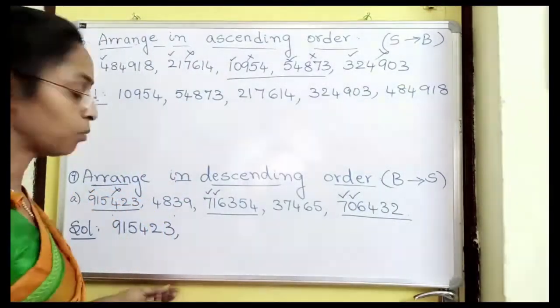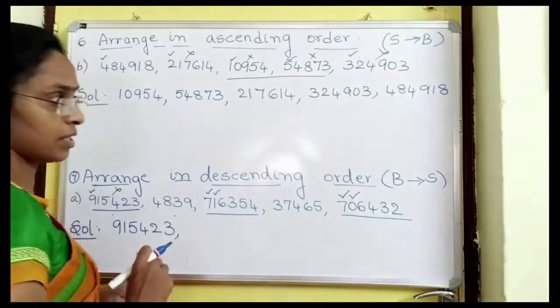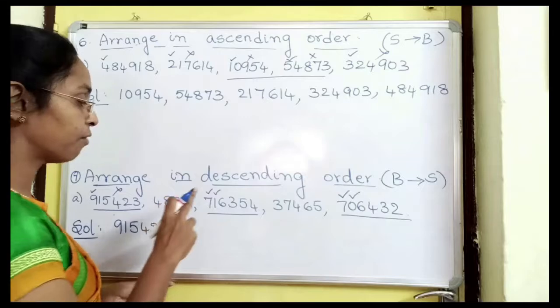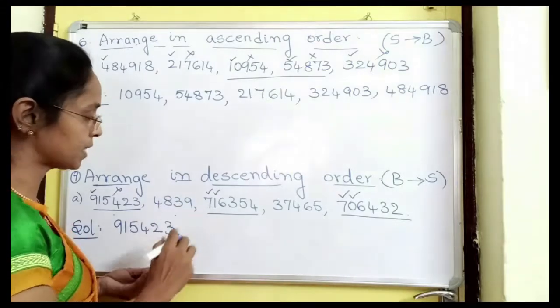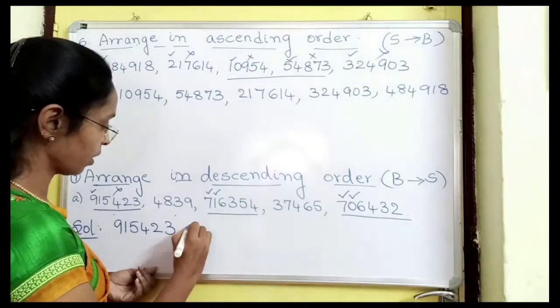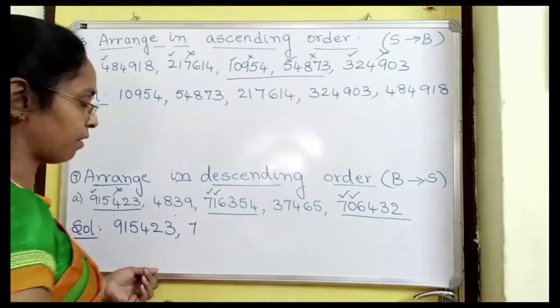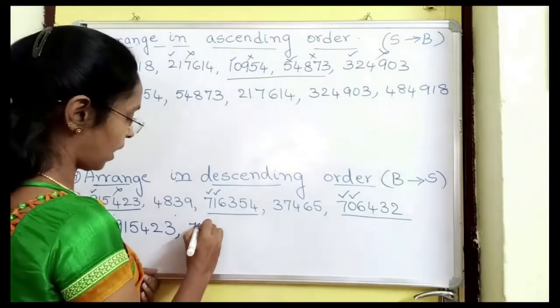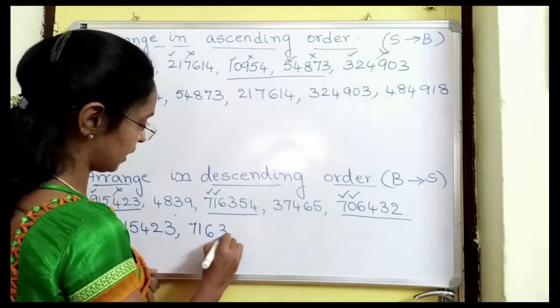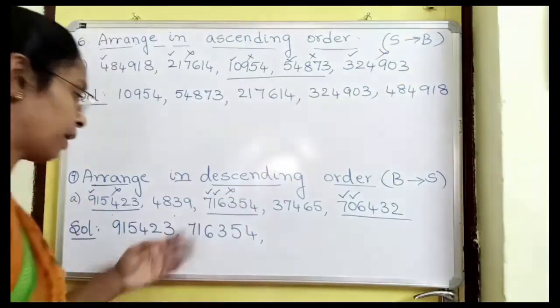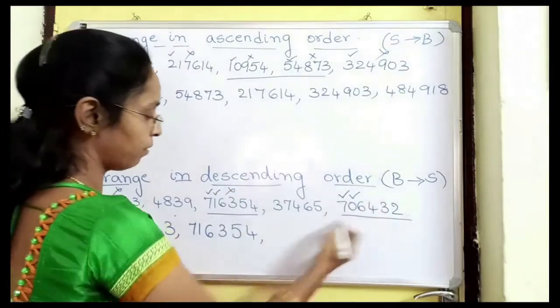0 is less. So the number starting with 1 is more. So write down: the highest place value is 7 for both the numbers. The next highest place value is 1, 6, 3, 5 and 4. Now we have completed this, and the next number will be this one.